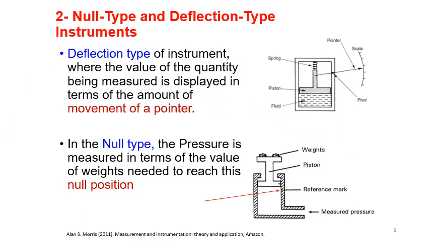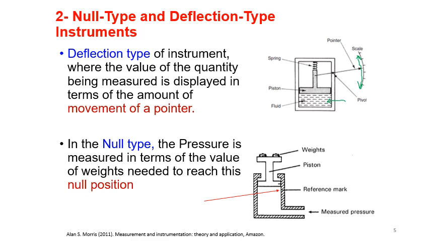Nil type or deflection type sensor. This is another kind of classification where we can classify the sensors as nil type or deflection type. Deflection type is having deflection, which means the pointer will change its position. This is the deflection we talk about here. So the position of the pointer will be proportional to the change of the measured quantity. So I need the value here. I need the pointer to move. I need the pointer to deflect.